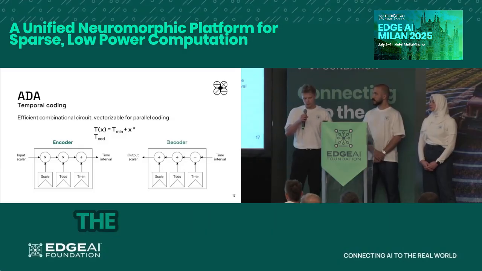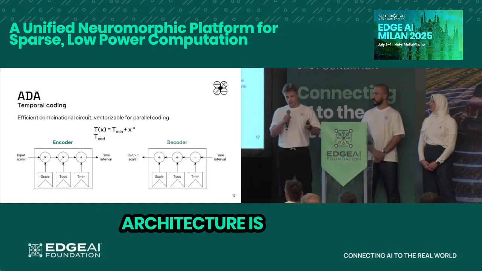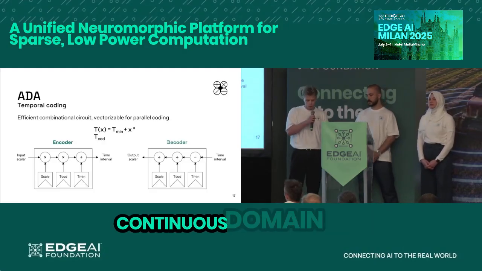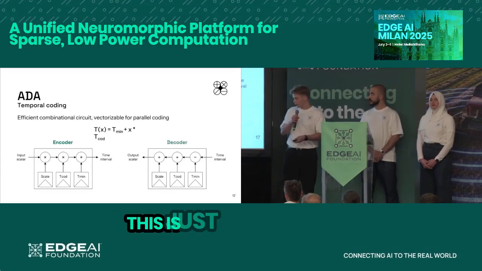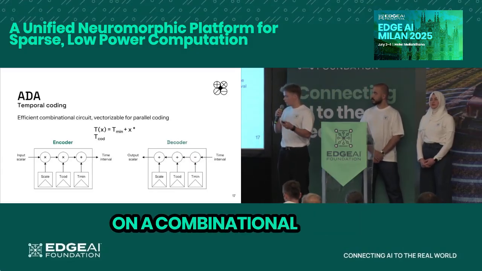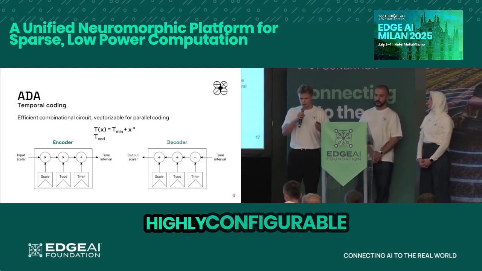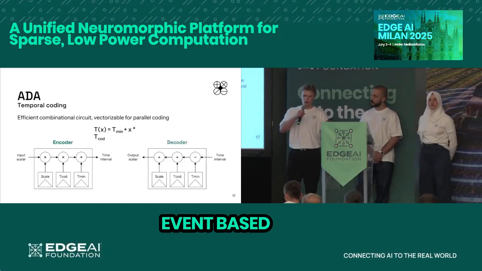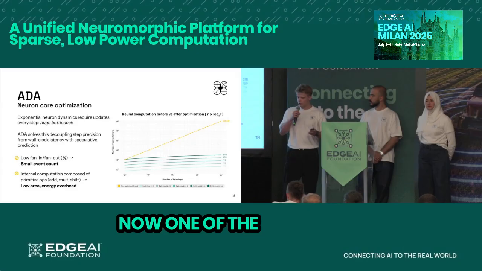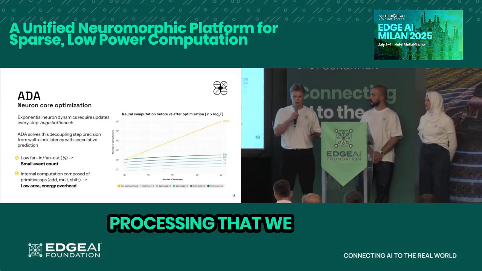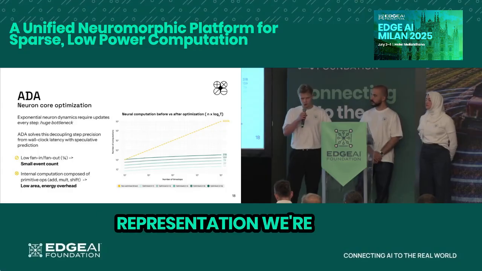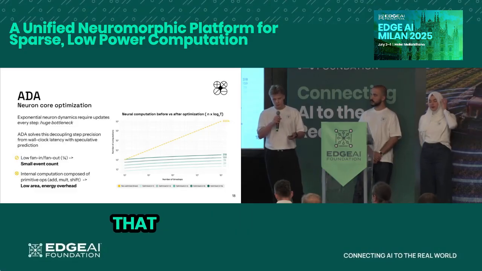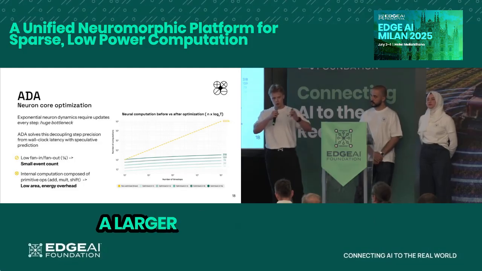One of the good benefits of the encoding and decoding architecture is the ability to scale up the amount of data flow that is being brought from the continuous domain to this interval-coded domain. This is just giving an idea of what the encoding architecture looks like as a combinational circuit. It's quite simple to implement, and highly configurable for different precisions of data types moving from the continuous domain to the spiking, event-based domain. Now, one of the issues we found with this temporal-based processing in the spiking neural network representation that we're using is that when you're dealing with higher levels of precision, this requires a larger window of execution.